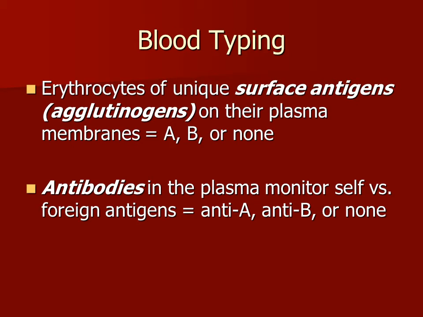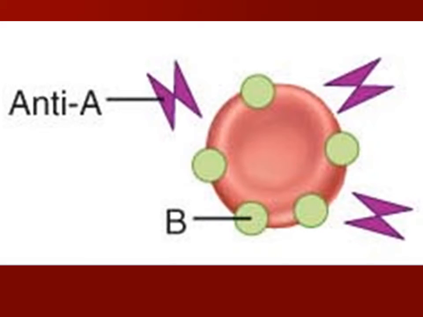Blood typing, what you're going to be looking at to do blood typing are your erythrocytes and certain markers that are on the surface. The main ones that we look at for doing a major blood typing would be the surface antigens of A, B, or whether there's nothing there. It's also going to involve the antibodies that are in the plasma. These antibodies help to recognize what is self versus non-self, what's you versus what is foreign. In terms of blood typing, we're looking at anti-A, anti-B, or neither one of those.